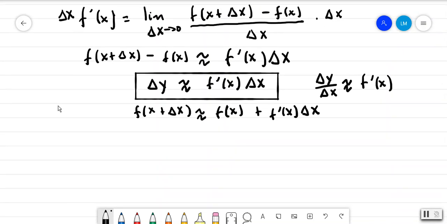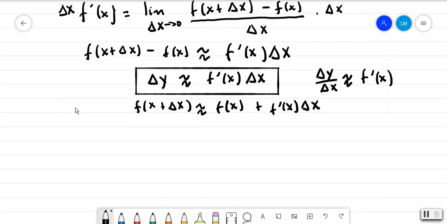So what that means is that I can go ahead and use this formula to find things like the square root of 5, for instance. So let's go ahead and find the square root of 5.